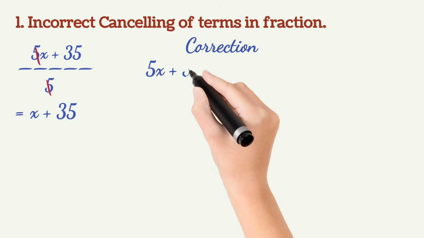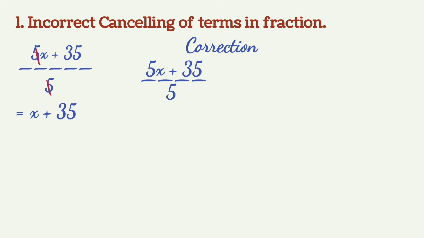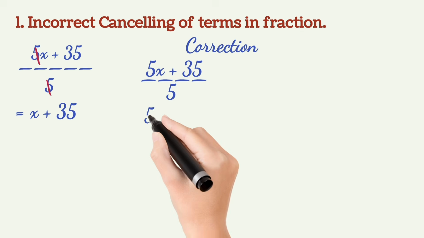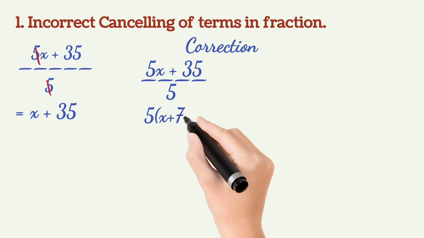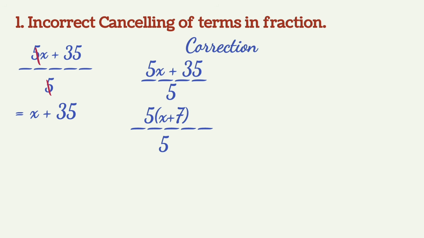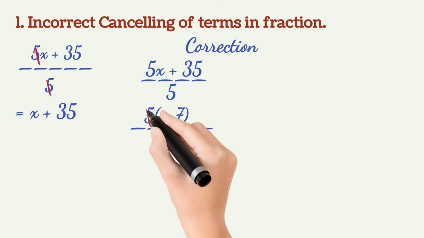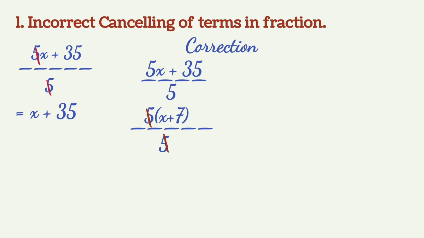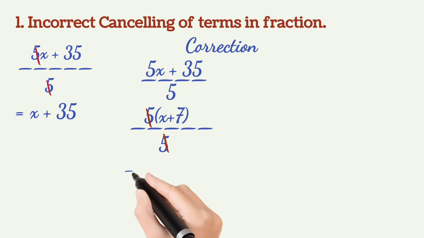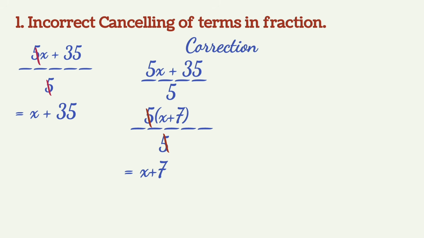Now let's see how you will do it. Two methods I will show you. Understand properly, definitely your concept will be clear. First one, you can take 5 as common: 5 into x plus 7, because 5 7s are 35, and denominator 5. Now children, you can cut these two 5. So your answer is x plus 7, not x plus 35.